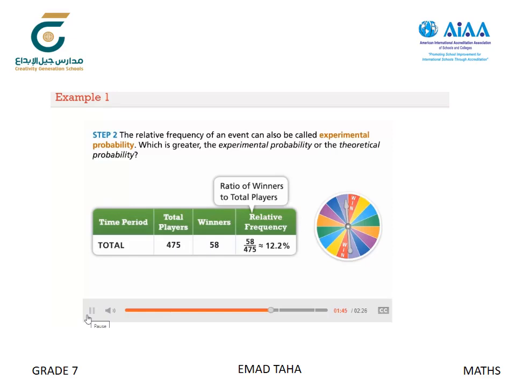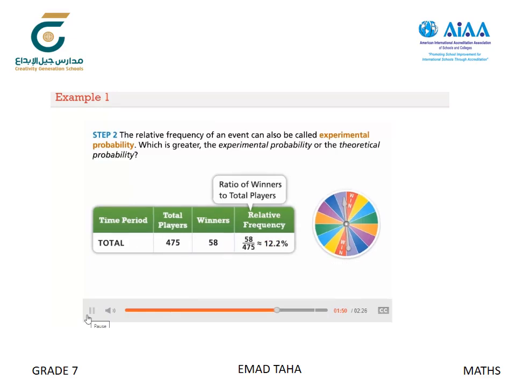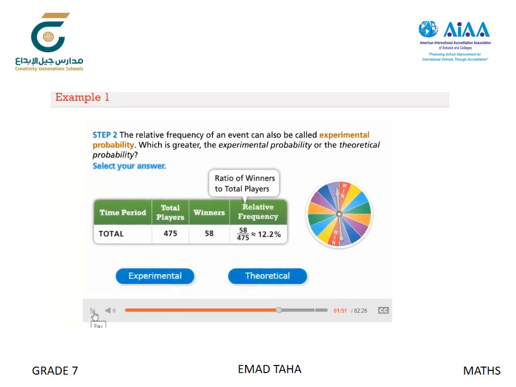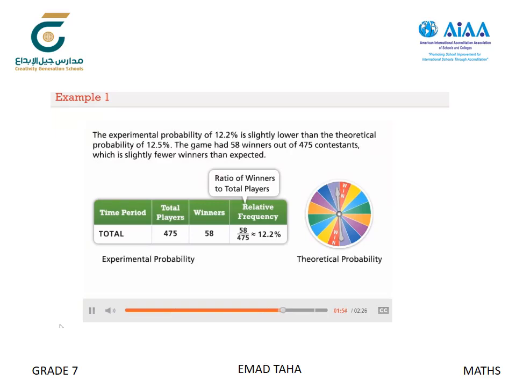Which value is greater in this situation? The experimental probability or the theoretical probability? Select your answer. The experimental probability of winning the game is 12 2/10%. This is slightly lower than the theoretical probability, which is 1/8, or 12 1/2%. The game had 58 winners out of 475 players. There were slightly fewer winners than Talia and Yoshi expected.